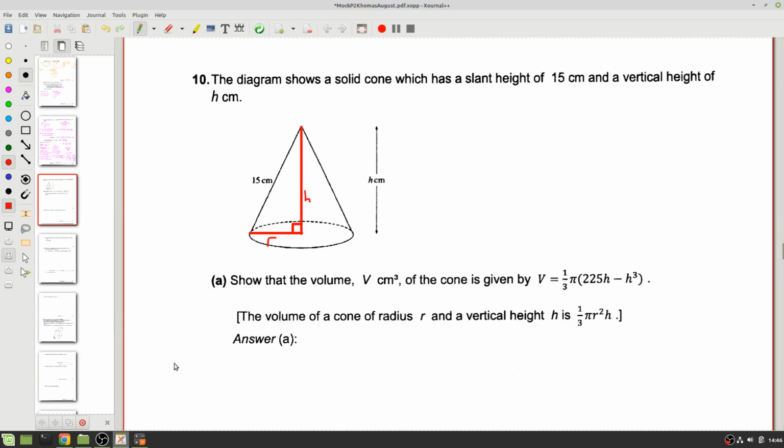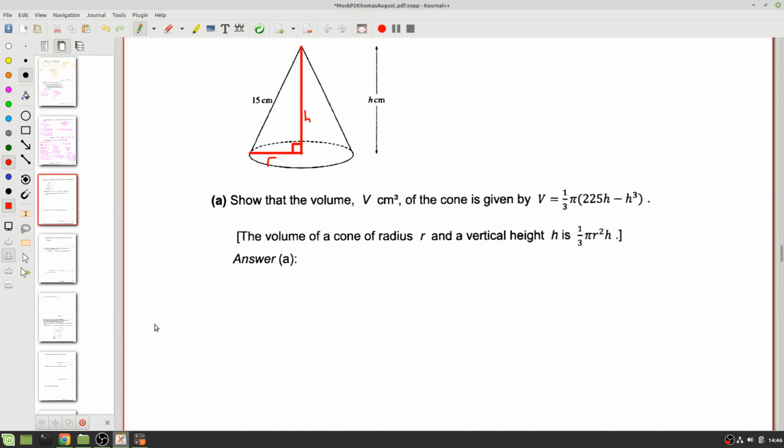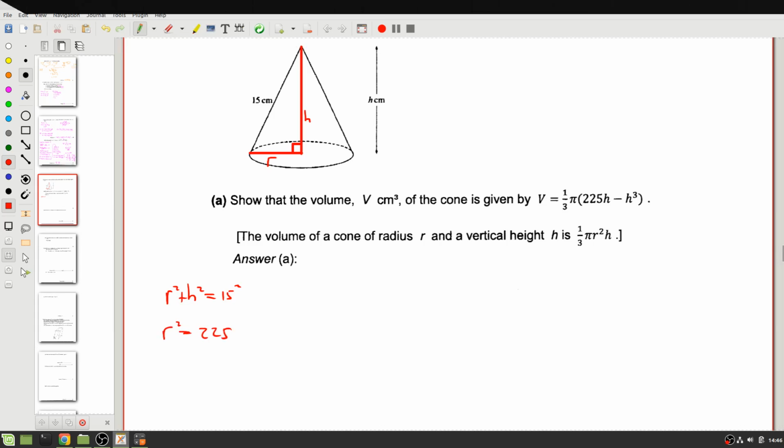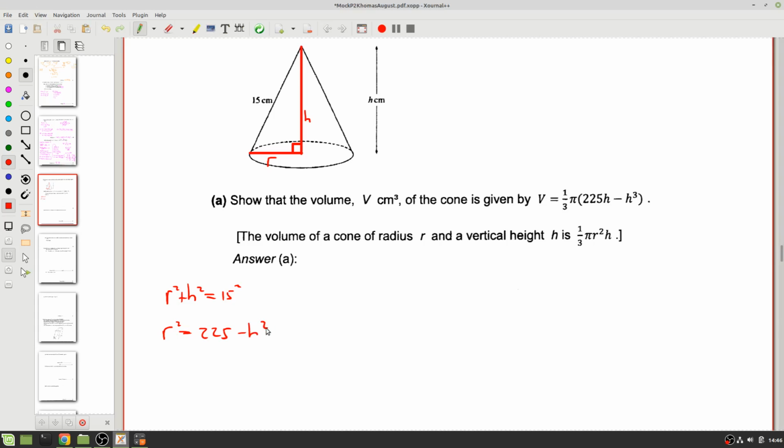Okay, so let's write down the formula for the Pythagorean theorem. That would be r squared plus h squared equals 15 squared. Alright. And now we're going to get r squared by itself. So r squared is just equal to 15 squared, which is 225, minus h squared.